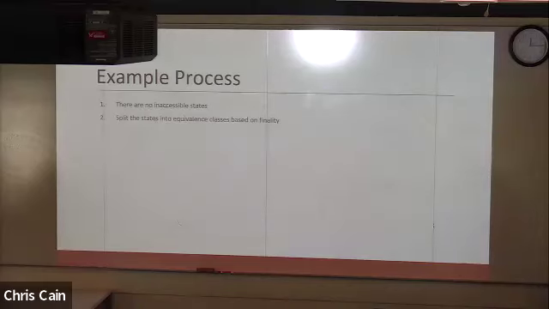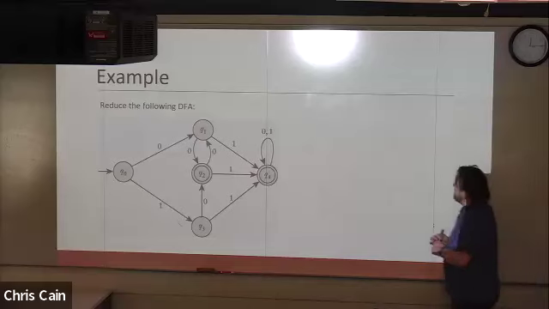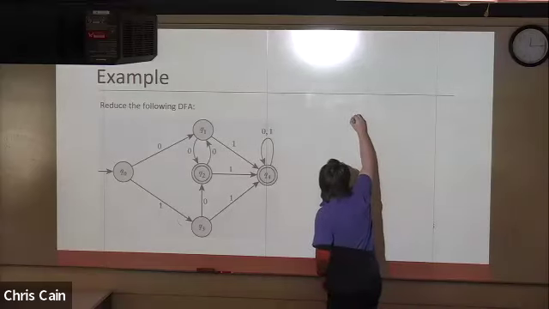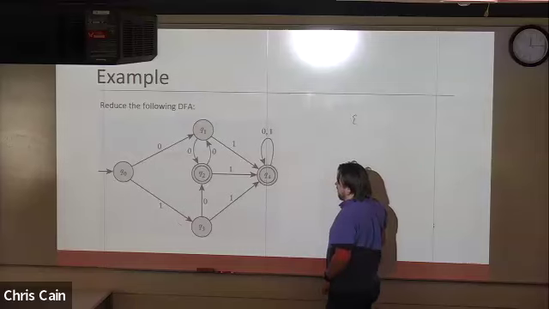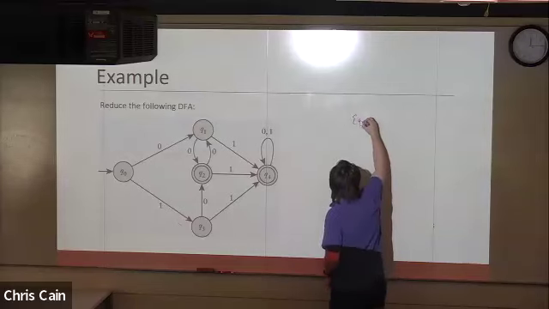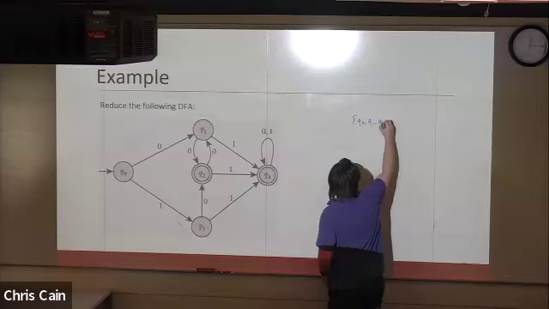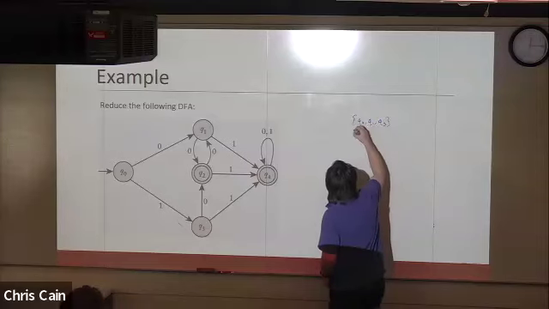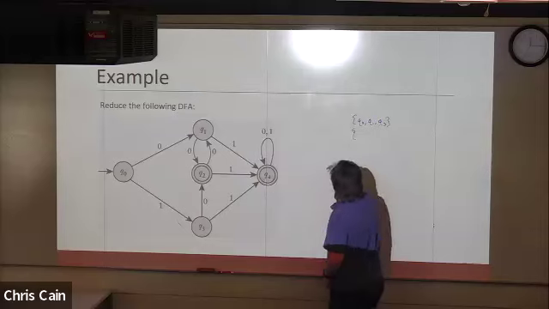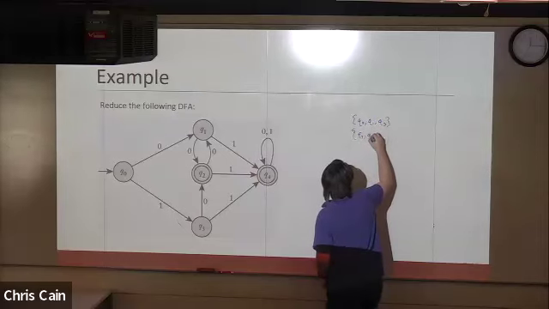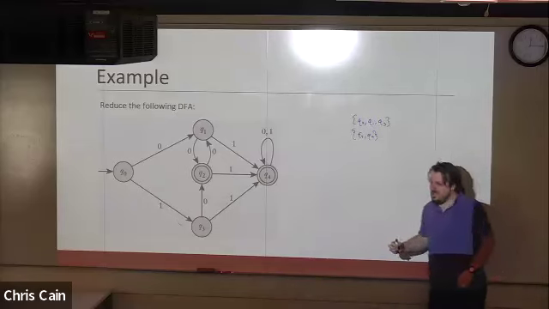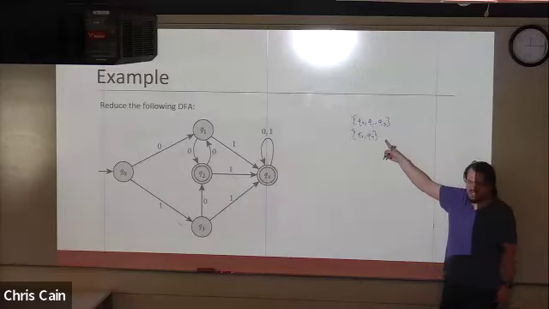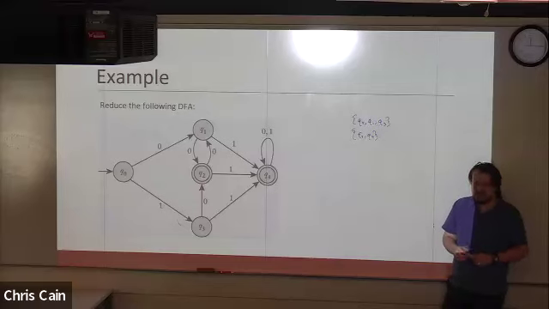Step two said we're going to split the states into equivalence classes based on their finality. So we're going to go back to this and we're going to say, okay, we're going to make two classes. The first class is going to be all non-final states. So that's Q0, Q1, and Q3. And the other class is the final states, Q2 and Q4. We know that everything in here is distinguishable from everything in here because on the empty string, you end in different finality.